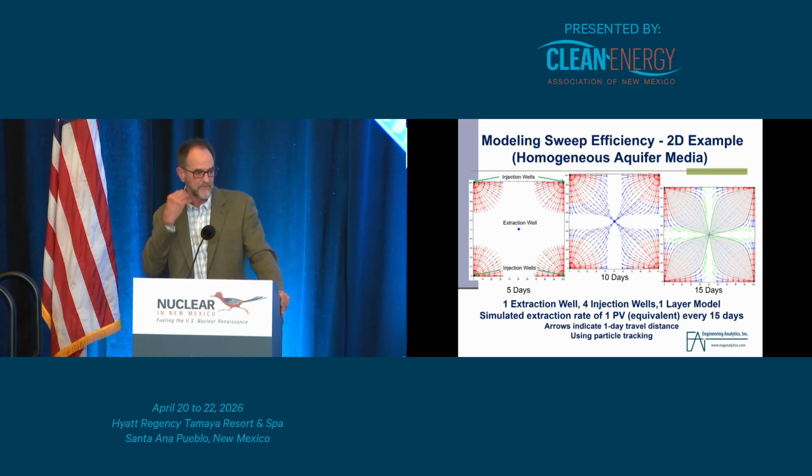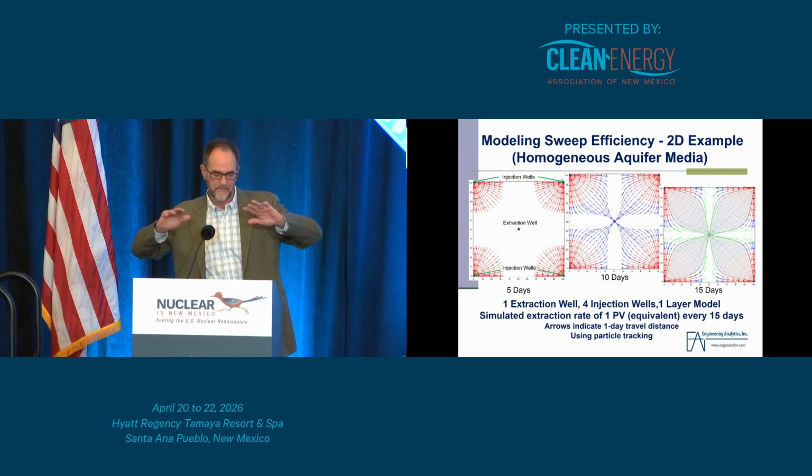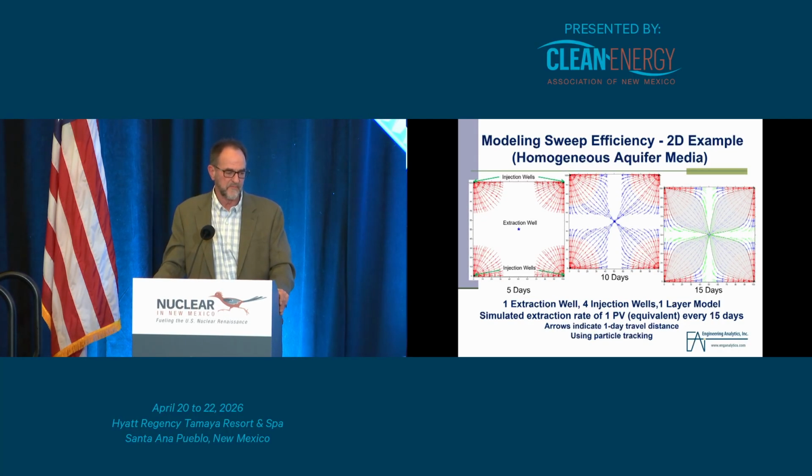And this is a modeling example, so you at least get a visual of it. What I'm simulating here is a 5-spot pattern. So I've got 4 injection wells surrounding a single extraction well. This is a homogeneous aquifer, which means the properties are the same laterally, there's no real changes in permeability. The pumping rate applied to the extraction well is equivalent to the removal of 1 pore volume every 15 days. And so in this model, I'm showing you snapshots of 5, 10, and 15 days.